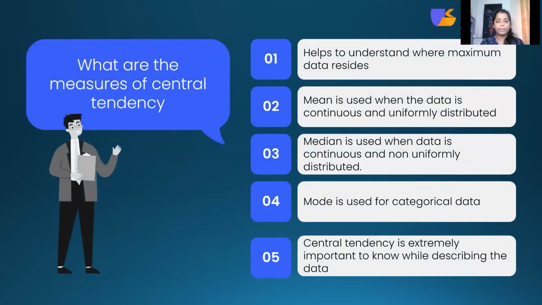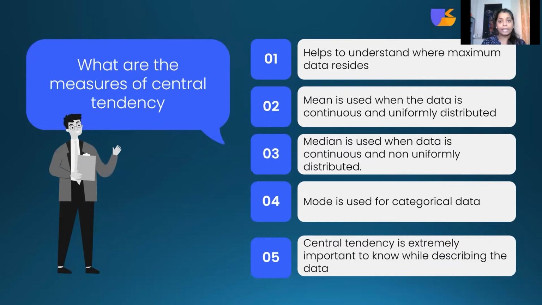Then comes the next very important question: what are the different measures of central tendency? Whenever someone asks you about central tendency, try to give the definition first. So basically, what is central tendency? Central tendency is the point of the data which repeats itself the maximum number of times. Or you can say the value which has the highest frequency or highest occurrence in the given data is called the central tendency of that data.